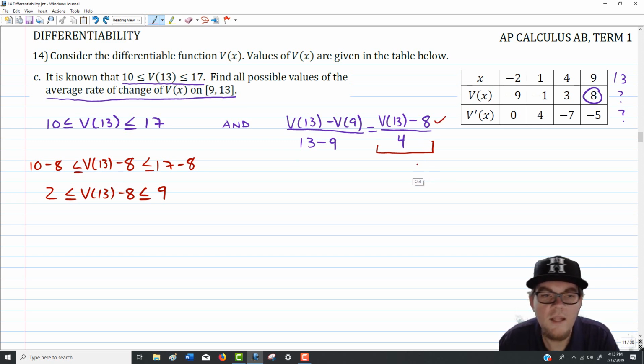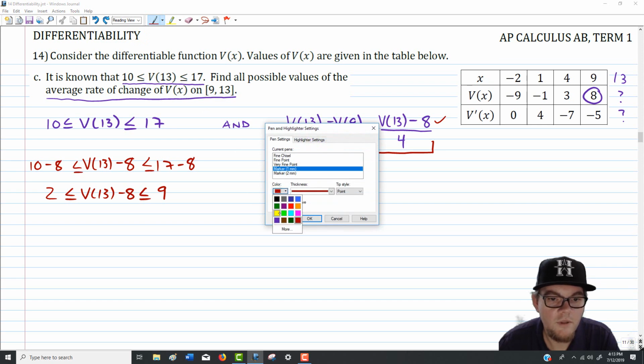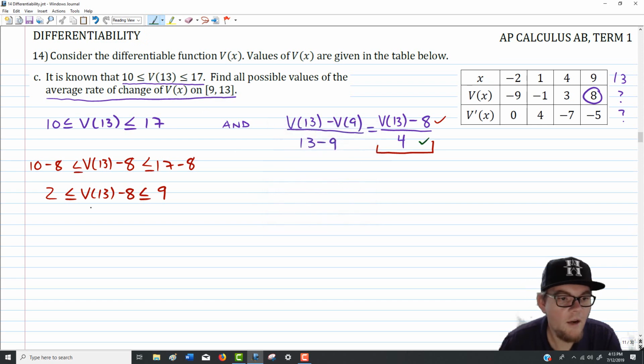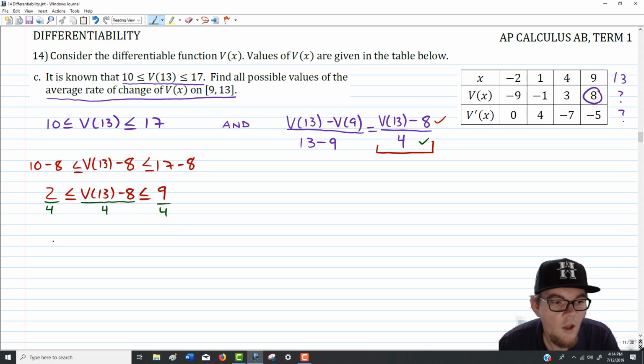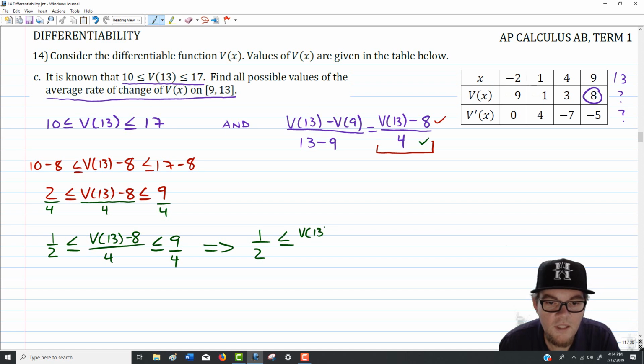I also need the denominator. Well, that's easy enough. To get the denominator, which I'll do with a different color, because why not, I just need to divide the middle by 4. And of course, if I divide the middle by 4, I have to divide all 3 sections of the inequality by 4. What that gives me then is that 1/2 is less than or equal to v of 13 minus 8 over 4, which is less than or equal to 9/4. And more importantly, that's the same thing as saying 1/2 is less than or equal to v of 13 minus v of 9 all over 13 minus 9, and that is less than or equal to 9/4.